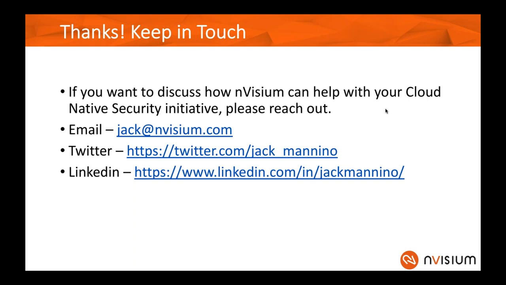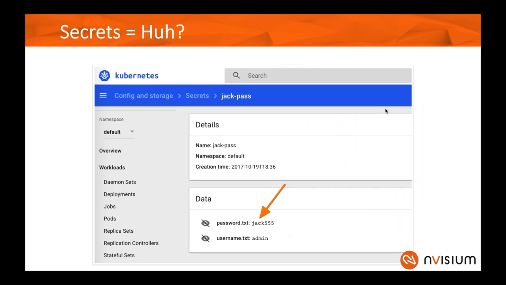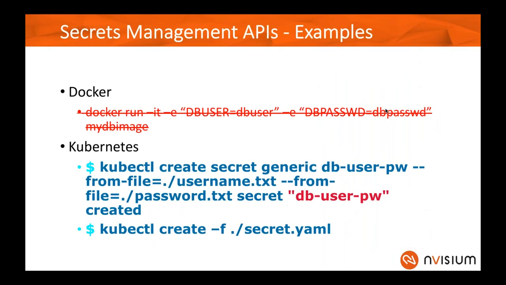With Kubernetes, what's the recommended way to inject secrets into containers? So the recommended way to inject secrets into containers is to use the Kubernetes Secrets Management API. So going back a bunch of slides here, just to show examples of creating secrets. You want to create secrets this way. You don't want to do it with Docker run.